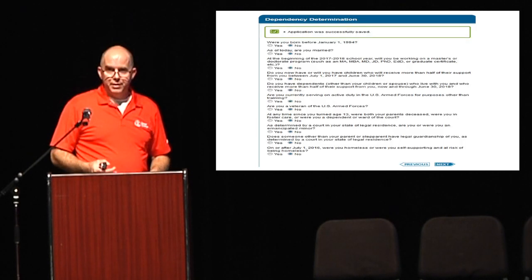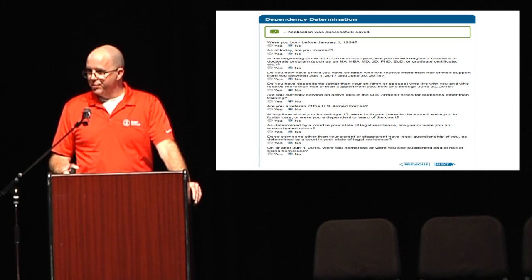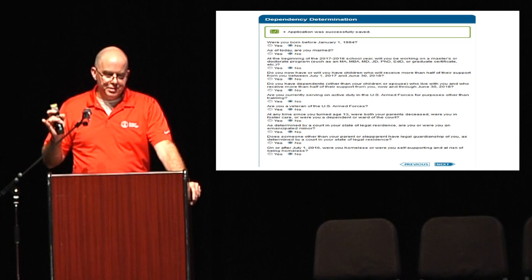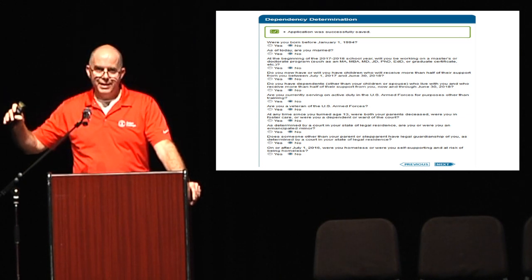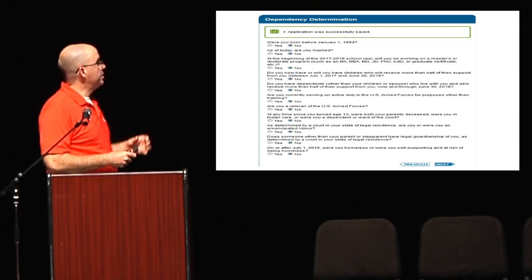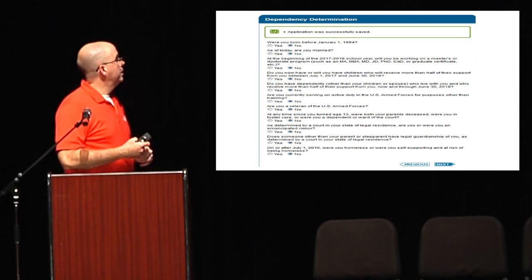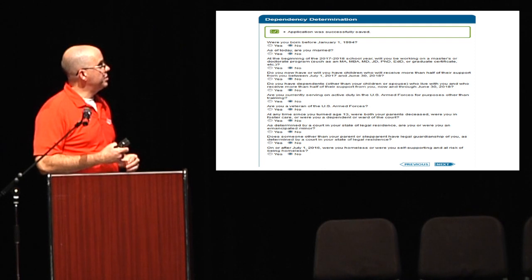All right, next we are on the dependency questions. There are 13 dependency questions that determine whether or not parental information is needed for the student's FAFSA. As soon as the student is able to answer yes to any one of these questions, then parental information is not needed. Okay? Let's go through these questions real quick. The first wants to know, was the student born before January 1st of 95? Our answer is no. As of today, is the student married? No. At the beginning of the school year, will the student be working on a master's or a doctorate program?